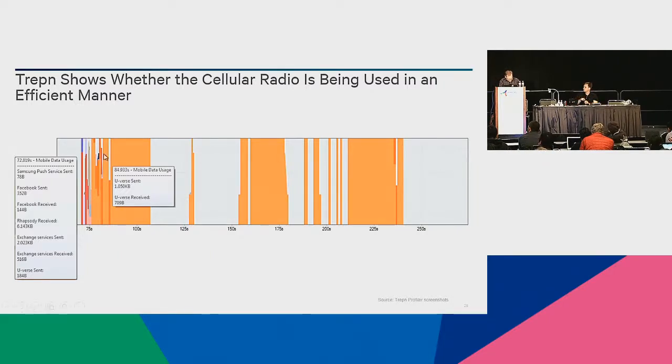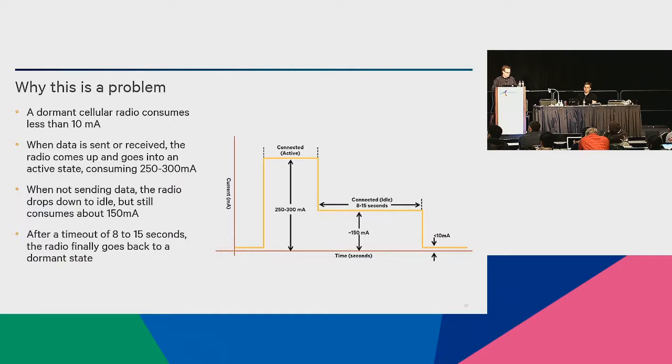The orange data is when the data is being received. The darker orange is when it's being transmitted. You have control on when it's sending, and you can see there's a bunch of little lines that are a couple seconds apart. That's a great example where if you group that data together, it's much more efficient. And let me show you why this is such a big deal.